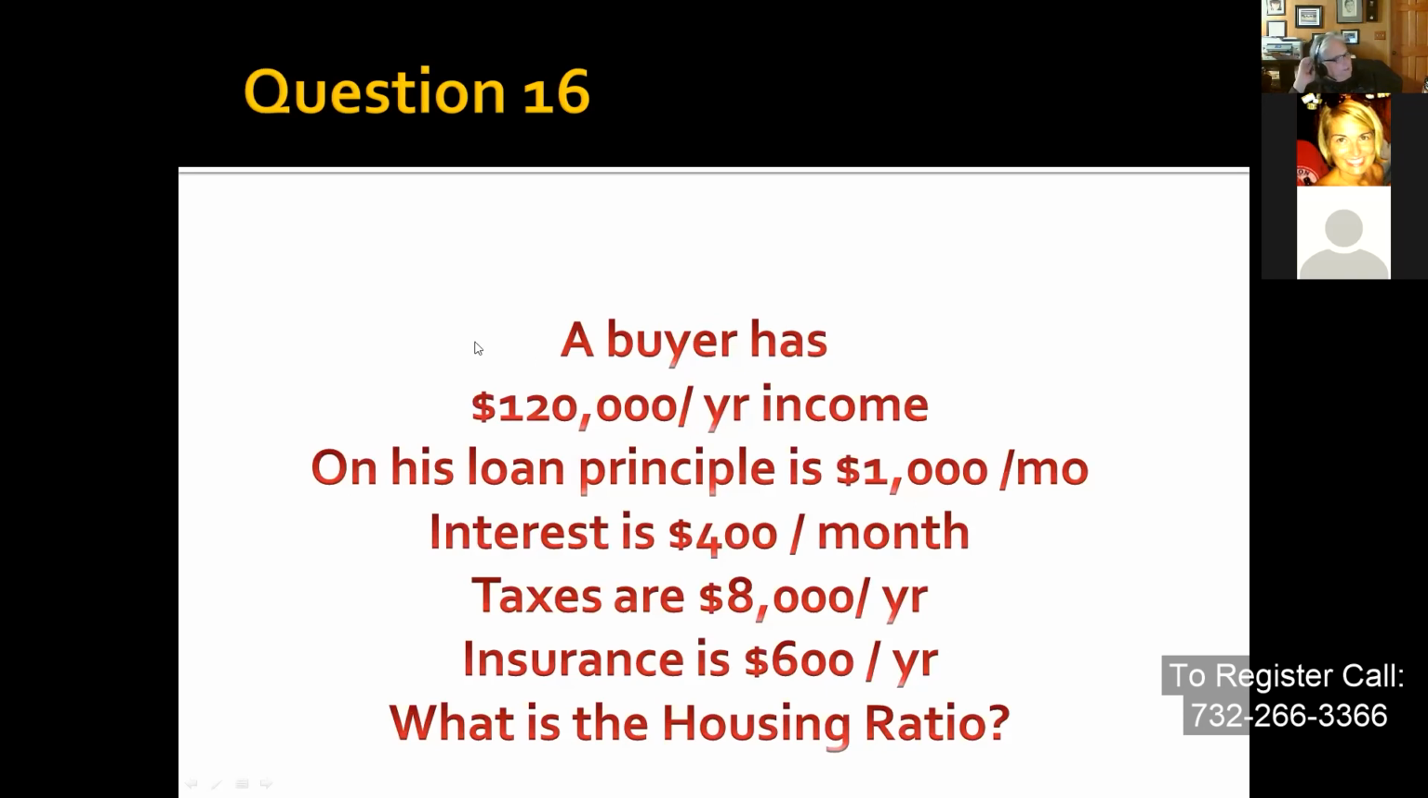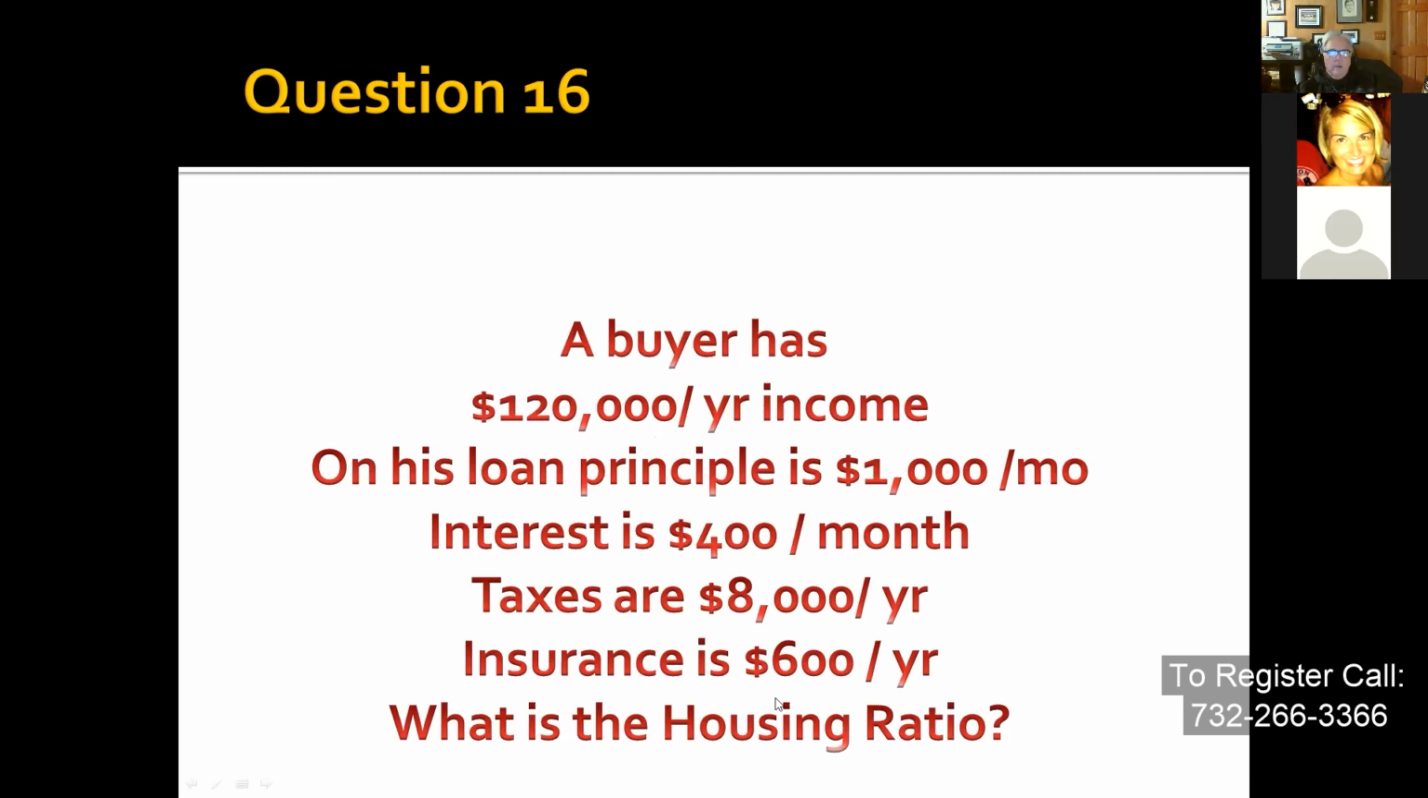This is a front-end ratio question. A buyer has $120,000 a year in income. On his loan, principal is $1,000 a month. Interest is $400 a month. Taxes are $8,000 a year. Insurance is $600 a year. What is his front end ratio?